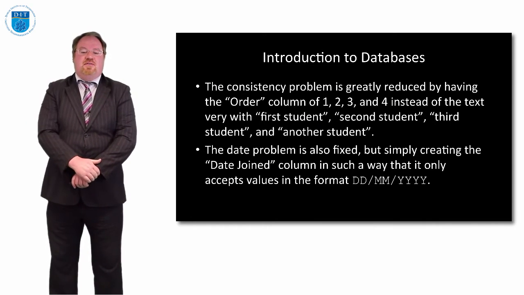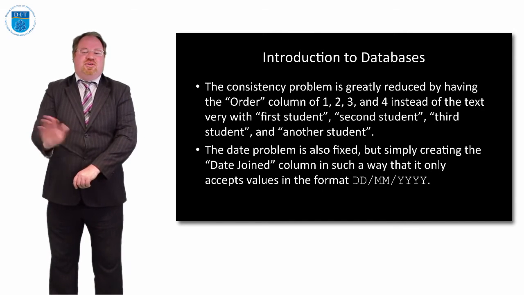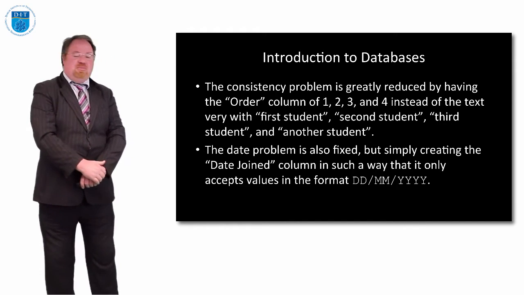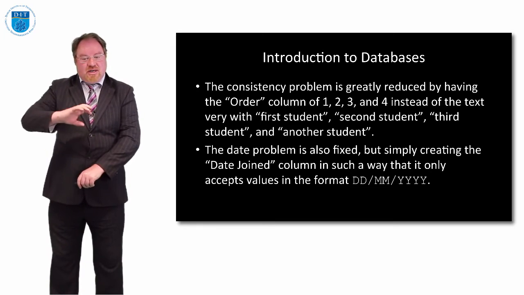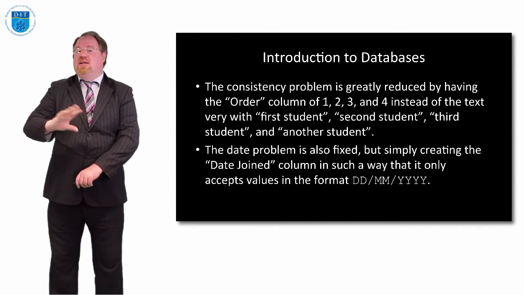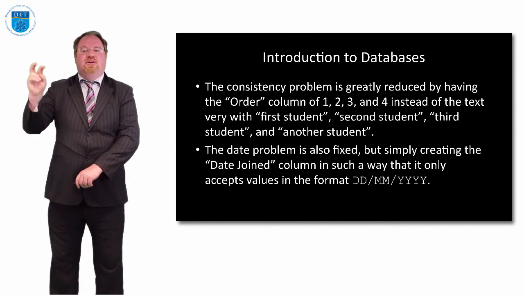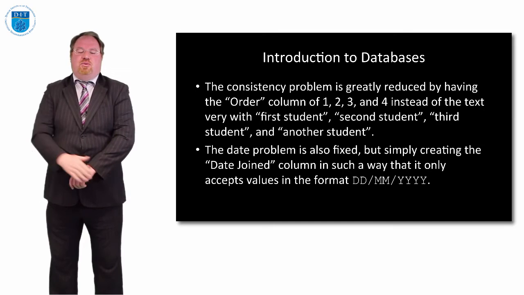So as I said, we've eliminated the consistency problem. Instead of having first student, second student, third student, and then another student, 1, 2, 3, 4 makes that clearer. And our date problem is fixed. Because when we create a database, if we say the only way you're allowed to insert dates is DD/MM/YYYY, then the person typing this in has to put it in that format. So nobody will put in "10th of September 2014," they'll just put in 10/09/2014.